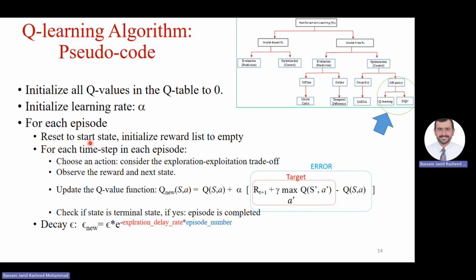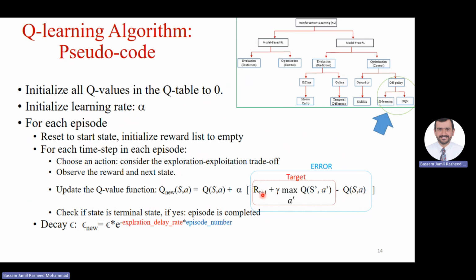So we reset to the start state. We initialize the reward list to empty. For each time step, we choose an action. And of course, we'll talk about the exploration-exploitation trade-off. We observe the reward, and we execute this update equation. So the update equation is what? The new value of the action A from state S is the old value plus the learning rate times, and open those two brackets, the target minus the old value of the action.